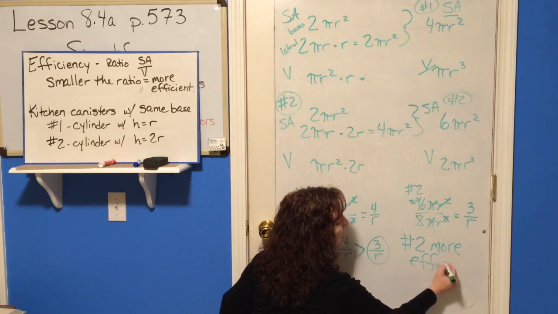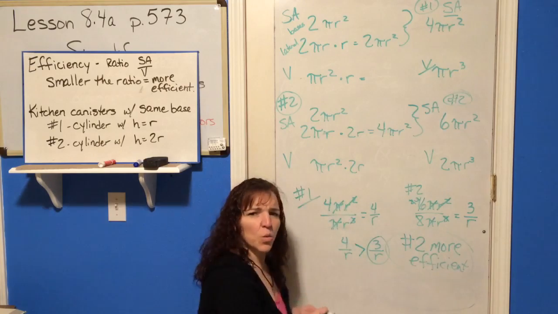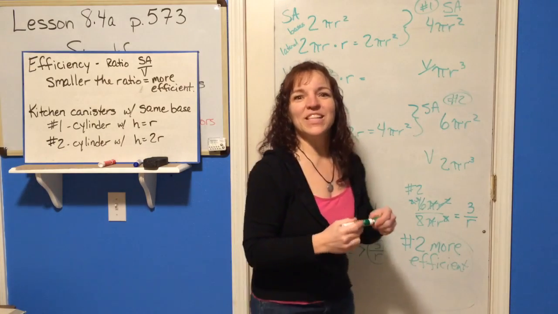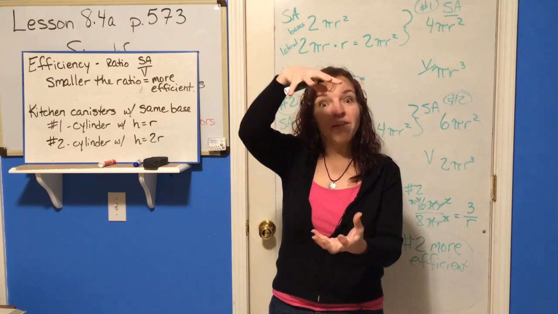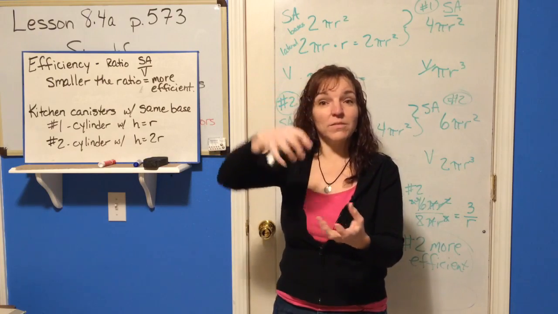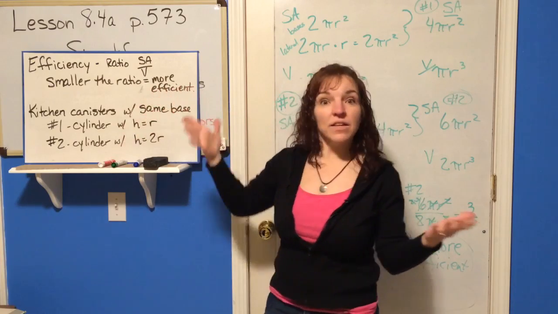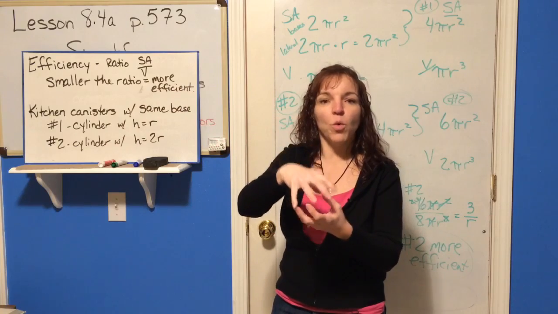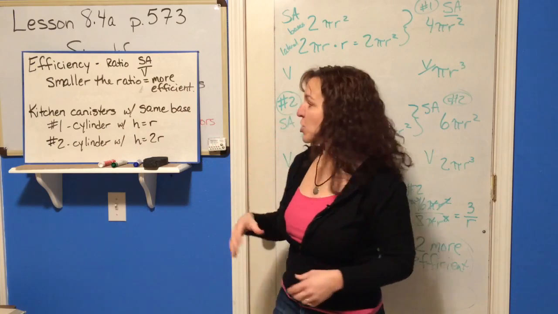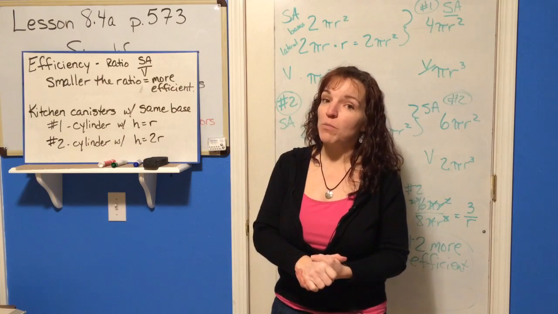And actually, we probably could have figured that out just with logic, right? Because if you've got less packaging for more stuff that you're filling it with, it makes sense, right? The larger package would be more efficient because it's going to hold more with less packaging. So the second canister, the larger cylinder, is actually going to be more efficient.